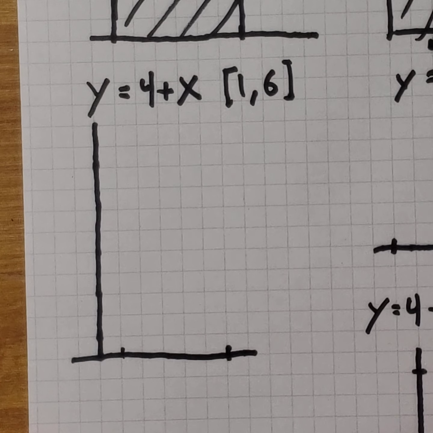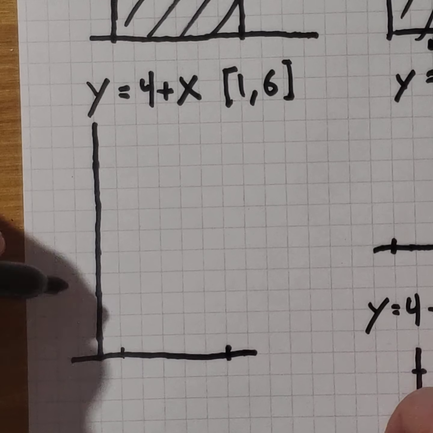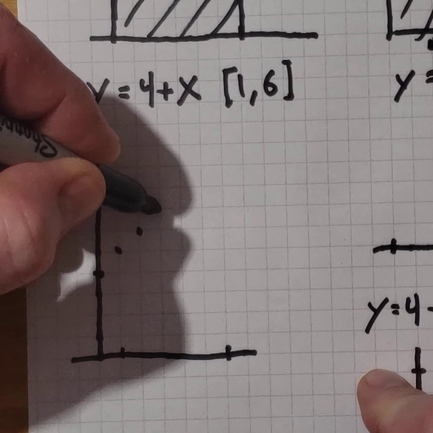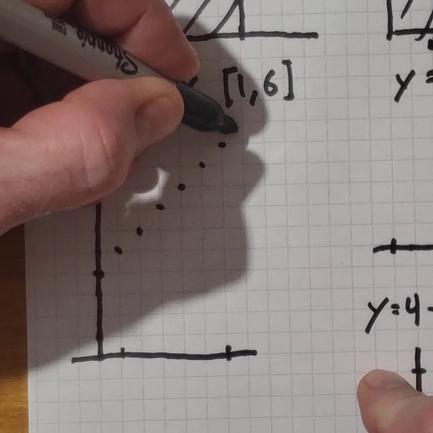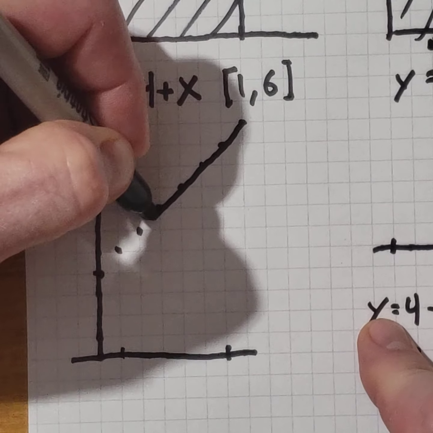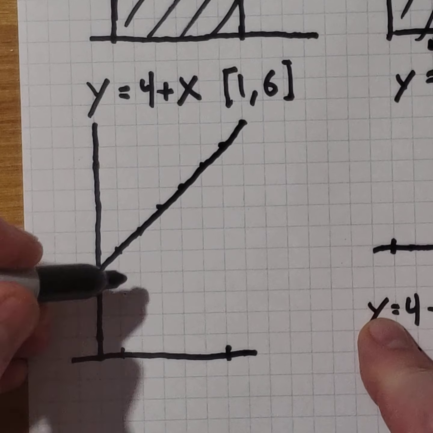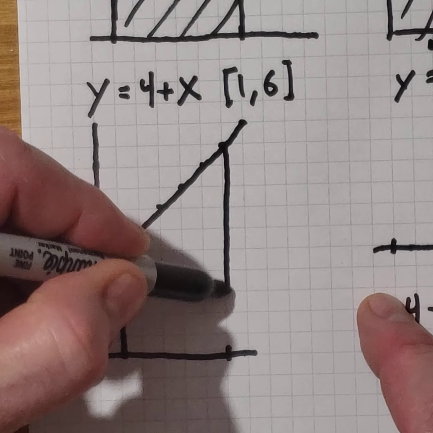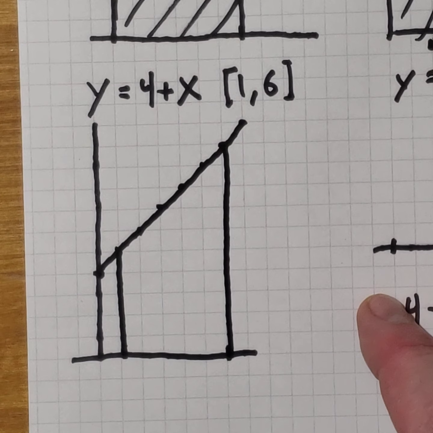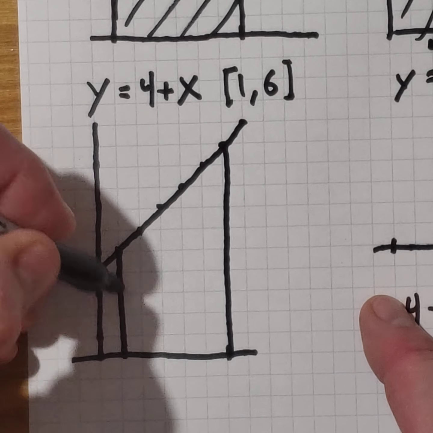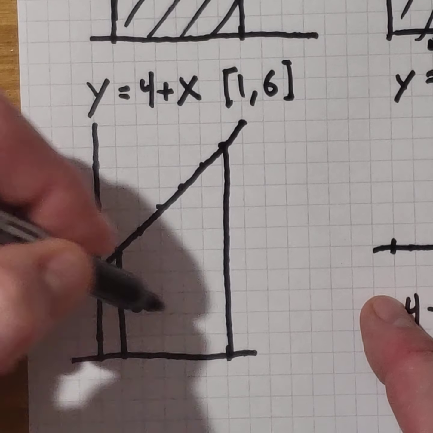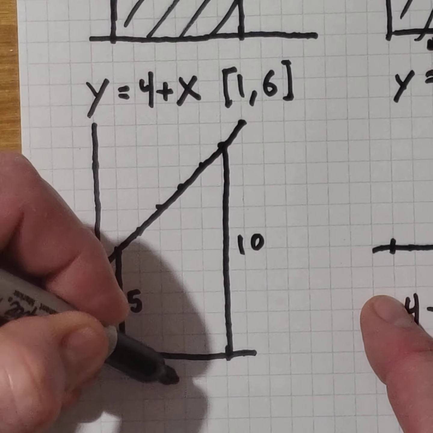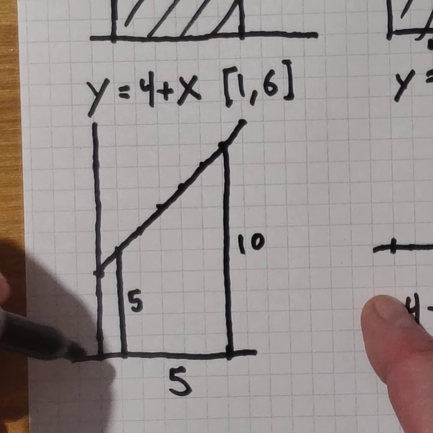Next, 4 plus x from 1 to 6. So look at 4 plus x. That's going to have a y-intercept of 4 and a slope of 1. So it's going to be increasing like such. We're looking from 1 to 6, and that's going to give us a trapezoid. We have this side here is 5. This side here would be 4 plus 6, which is 10. And our base is 5, from 1 to 6.